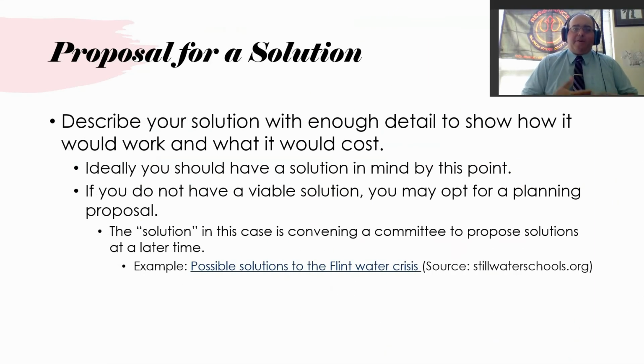Now, the second part of your proposal should be a proposal for a solution. Describe your solution with enough detail to show how it would work and what it would cost. So, here's the hard part. Ideally, you should have a solution in mind by this point. There should be something that you have thought of that would create a mitigation of the problem. How would you solve this problem? Oh, this is going to do it. Great. How are we going to put that into practice? This is how we're going to do it. That's ideal for what you want to do for a solution.